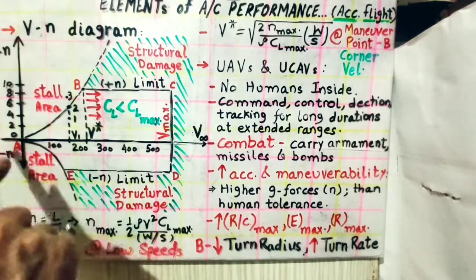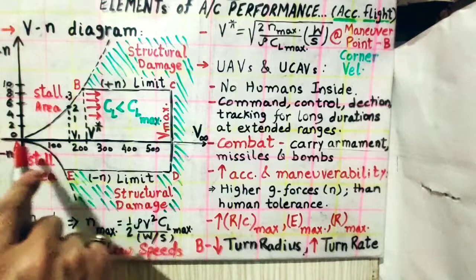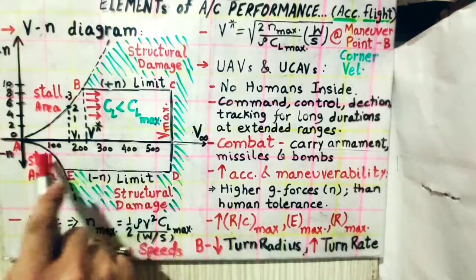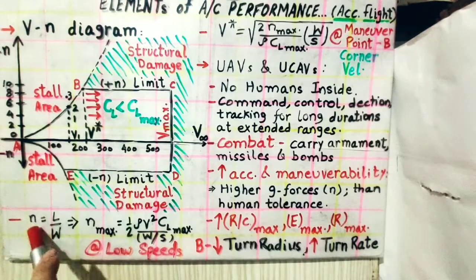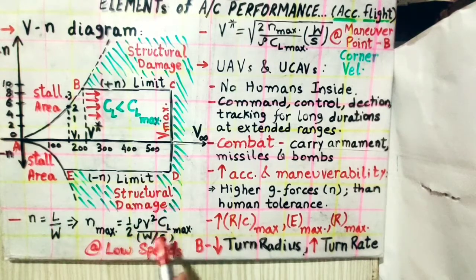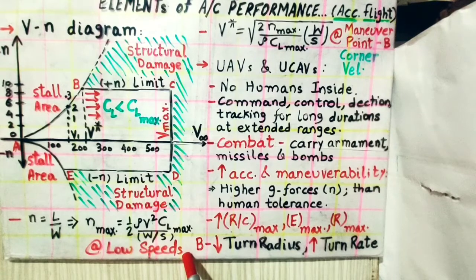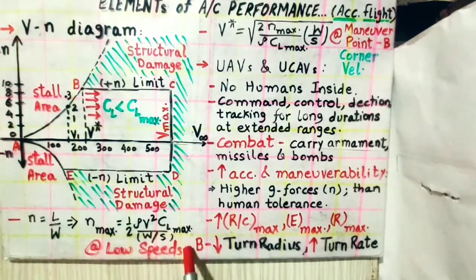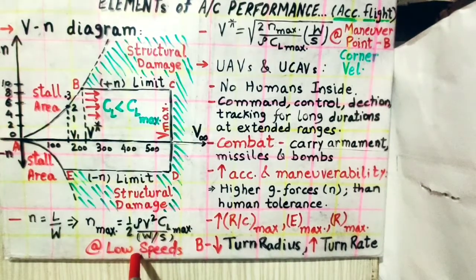This is the lower velocity region, and here we are talking about accelerated flight. For low velocity regions, load factor is given by n equals L by W, and when the lift value is substituted, we get Nmax equals half rho V squared CL max divided by W by S. This is the Nmax we obtain for low speed flying aircraft. For high speed flying aircraft, Nmax corresponds to the structural limit, while here Nmax corresponds to the CL max limit.